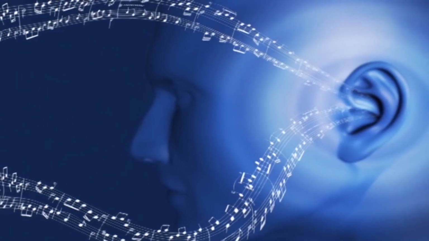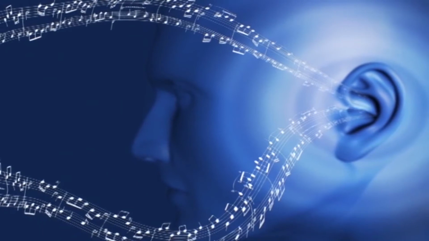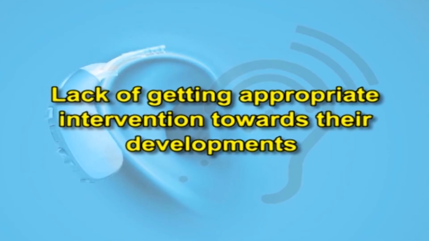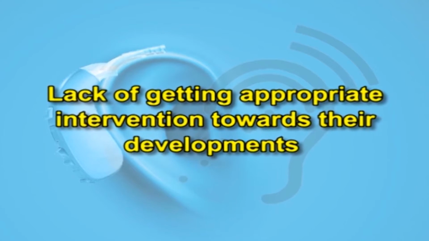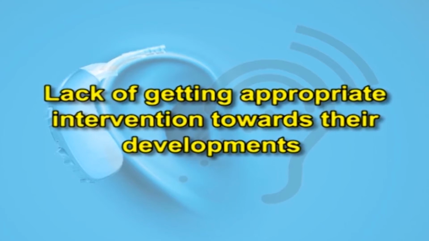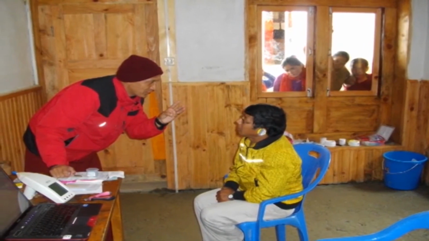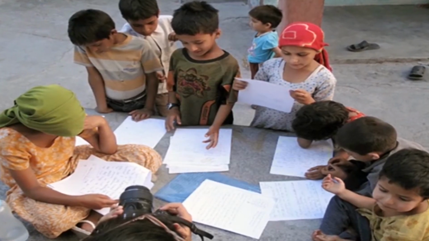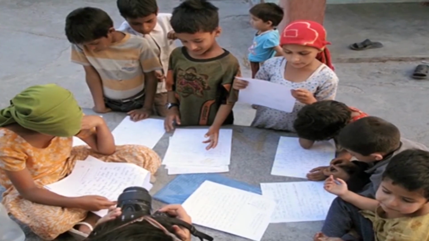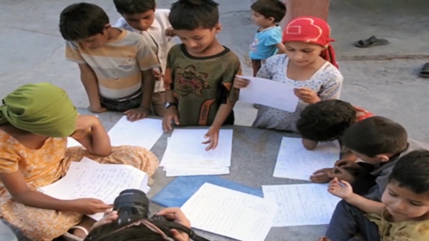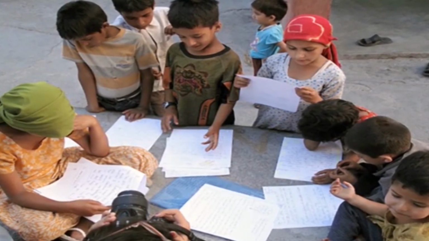No proper utilization or enhancing of the residual power of hearing. Lack of getting appropriate intervention towards their development. Receiving training from insufficiently trained persons. Another consequence of congenital hearing loss is its negative impact on vocabulary development, reading and writing.